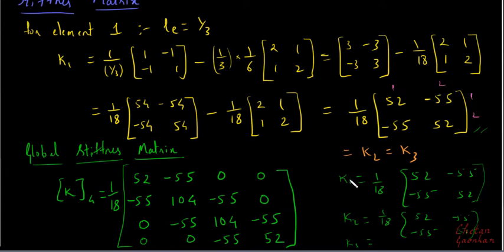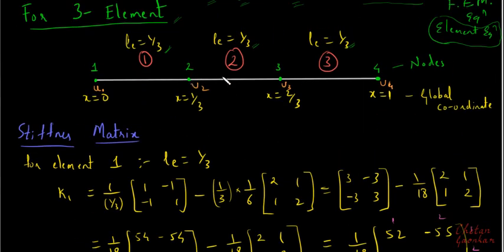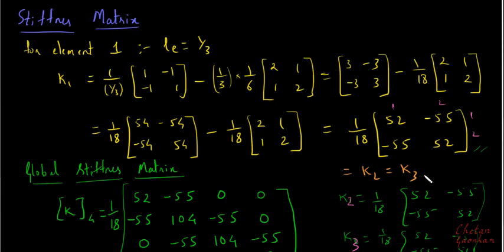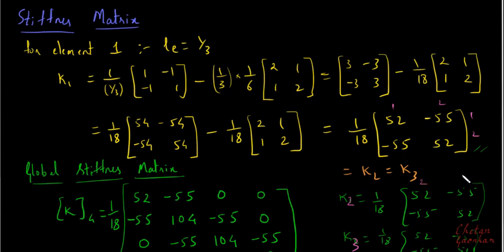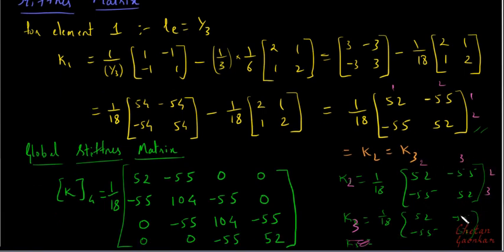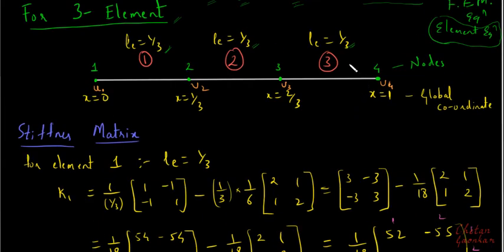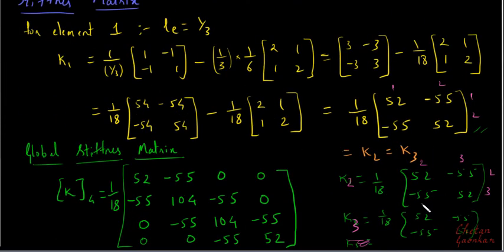Similarly, let me say this as K2 and this as K3. So K2 will take care of node 2 and node 3, because K2 is nothing but the stiffness matrix of element 2. So this will take care of node 2 and node 3. Similarly, this K3, the stiffness matrix of the third element, will take care of node 3 and node 4. So this will be node 3, node 4. And these are now the three individual element level stiffness matrices K1, K2 and K3.